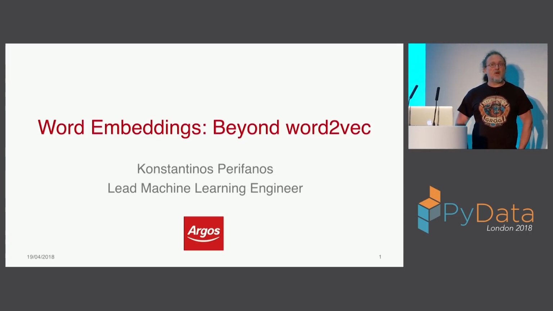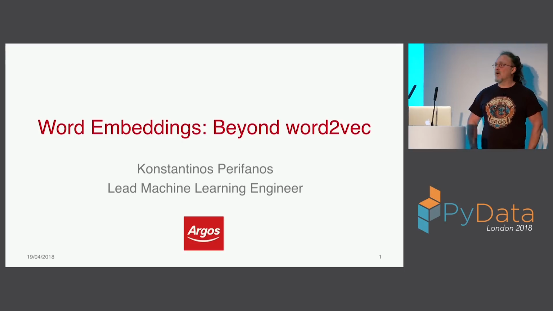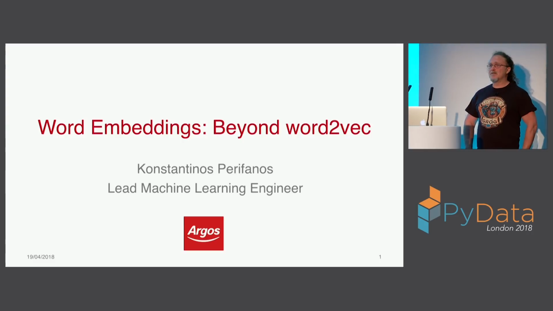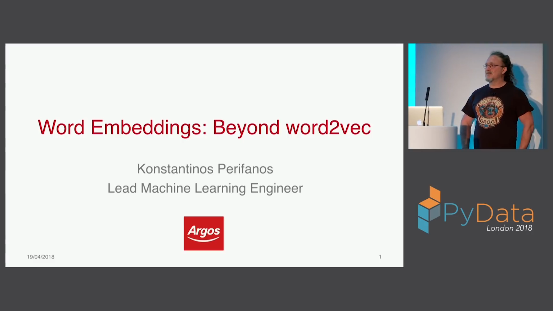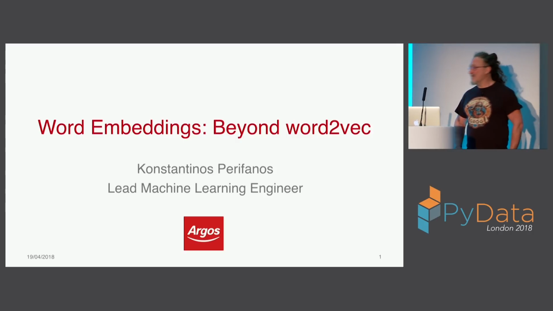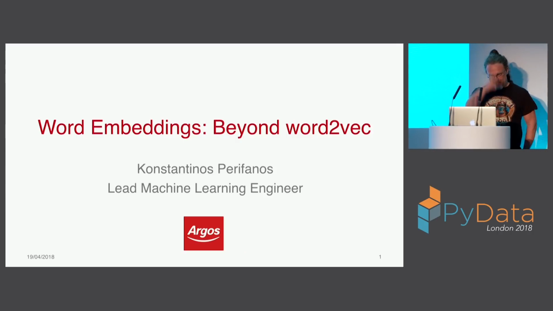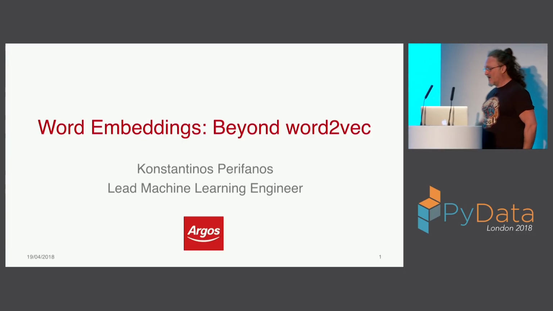Cool. How many of you have trained a model yourself? Awesome. GloVe? Okay. fastText? StarSpace? No. Okay. So you see the distribution of things, how it goes.